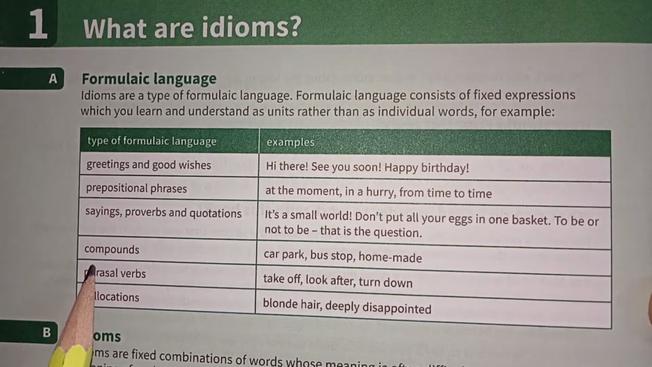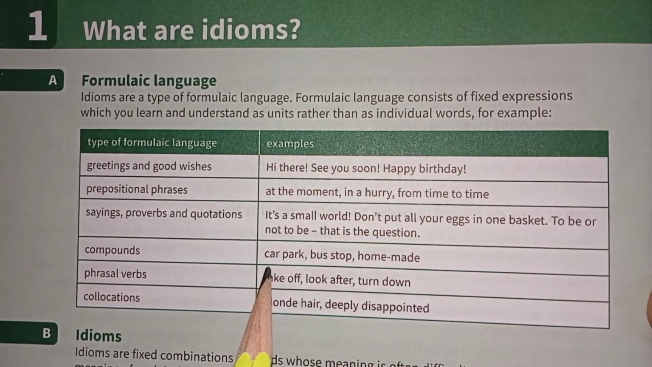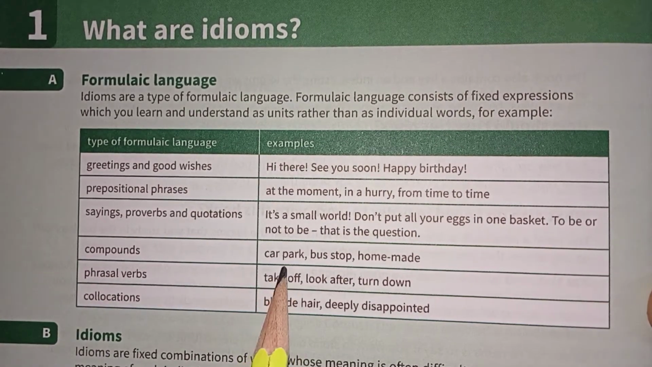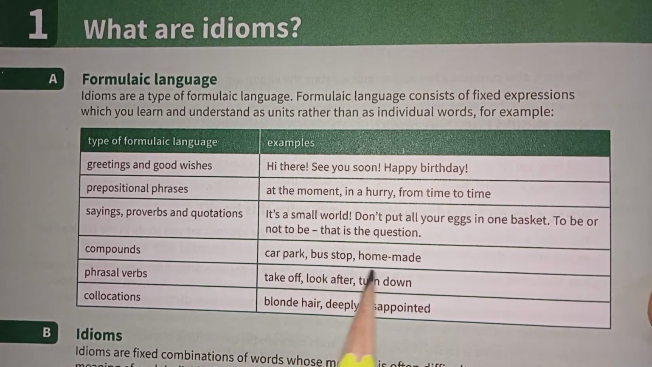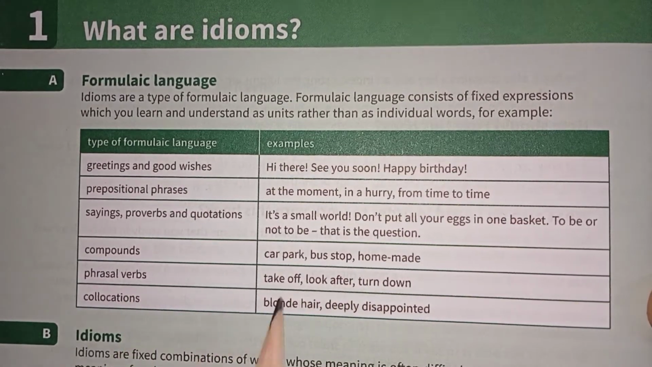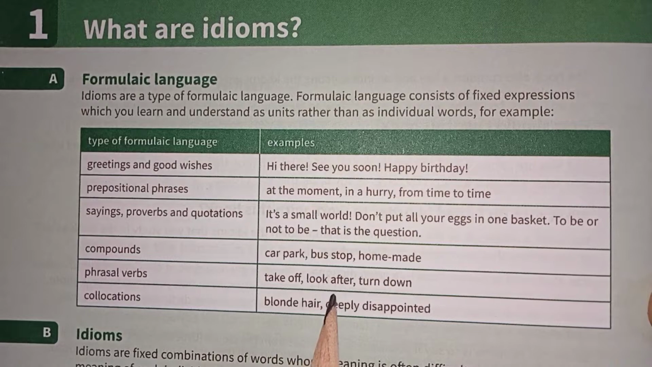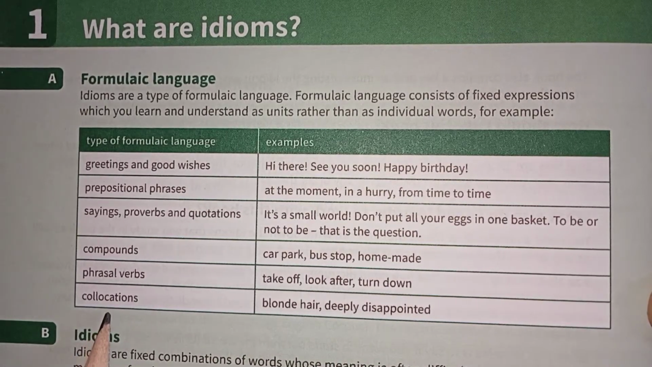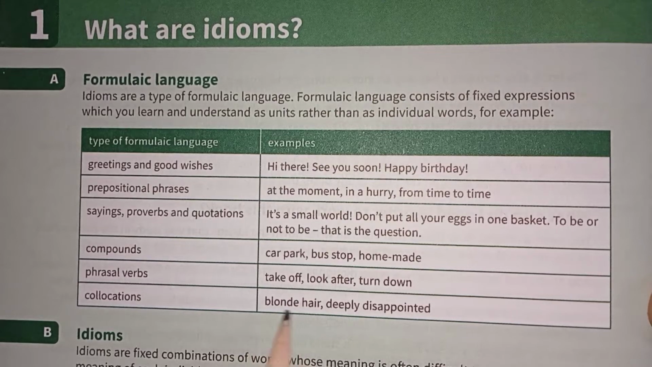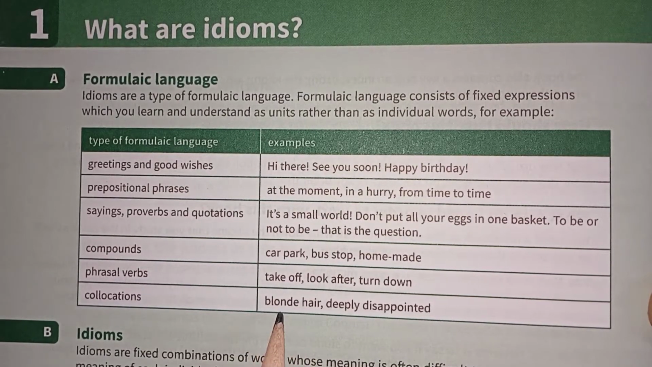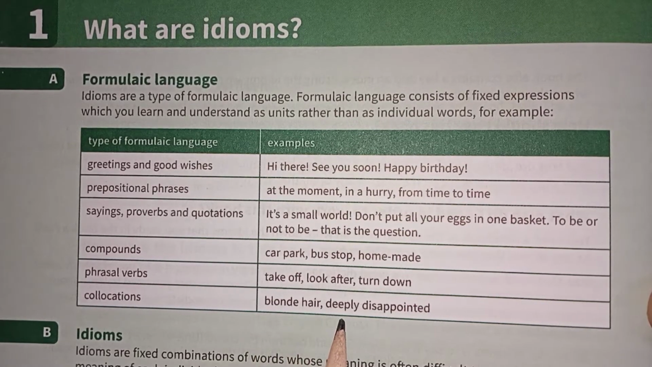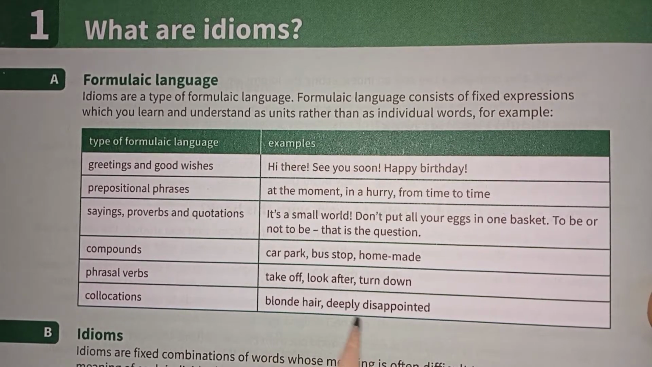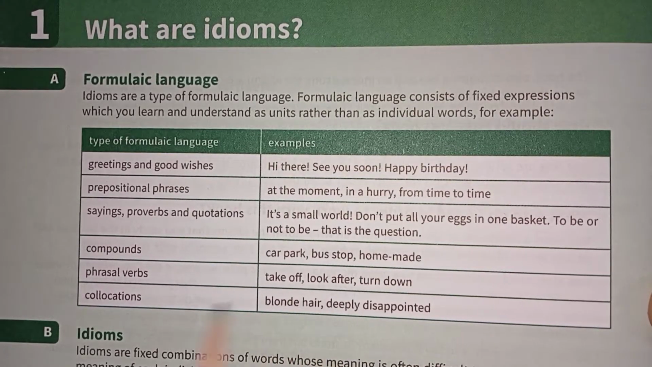Fourth number type is compounds. Formulaic language type number 4 is compounds, such as we use two nouns together, like car park, bus stop, homemade. This is compound type of idioms. Phrasal verbs, as we say take off, look after, turn down. Collocations, like verbs or words collocate with each other, they agree with each other. Blonde hair, deeply disappointed. So these are the examples of idioms in collocations.